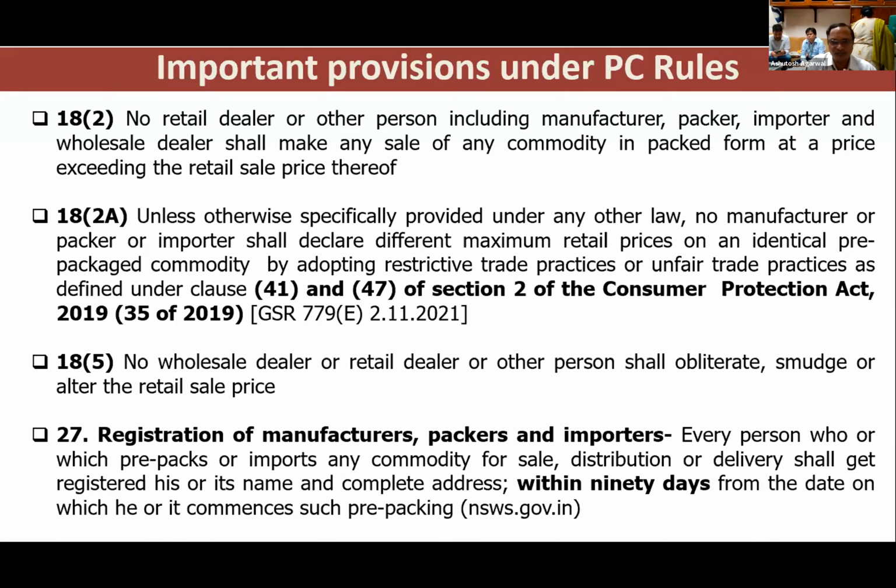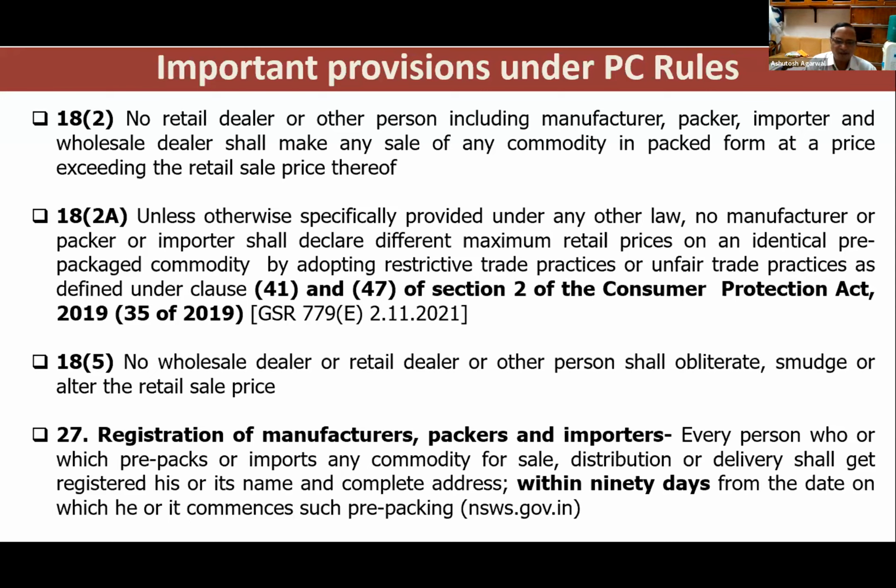We also have a provision that there should not be two different MRPs, or we can say differential prices, on an identical prepackaged commodity. It also does not allow altering the price once clear. It also requires that all the manufacturers, packers, and importers of any prepackaged commodity need to register themselves with the legal metrology.